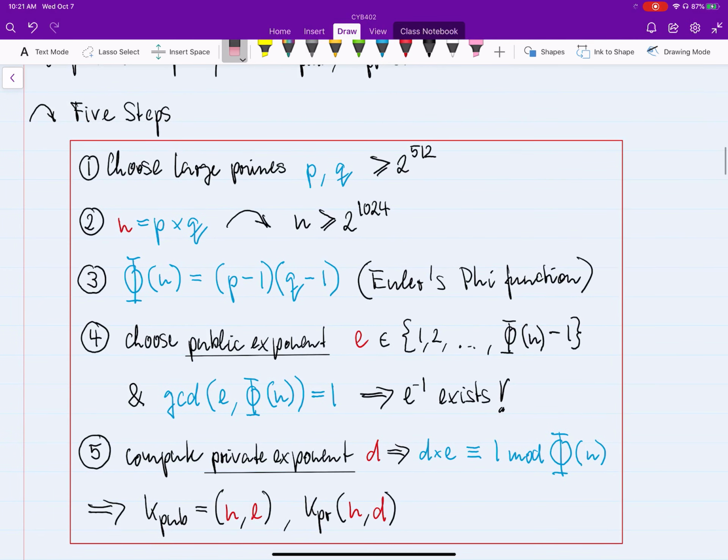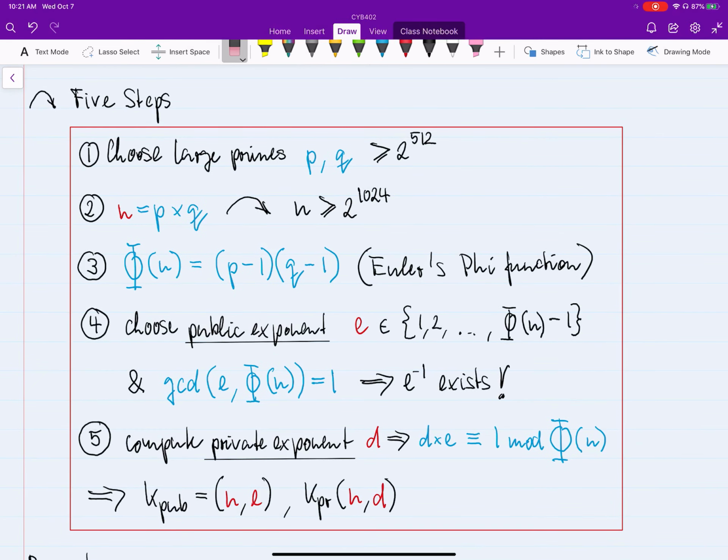So how is that being done? Well, the computation of the private and public keys is done in 5 steps. The first thing that we need to do is choose 2 large prime numbers. And these prime numbers need to be distinctly different, and really much larger than 512 bits each. The reason is that the security of RSA relies on the difficulty of prime factoring a large number.